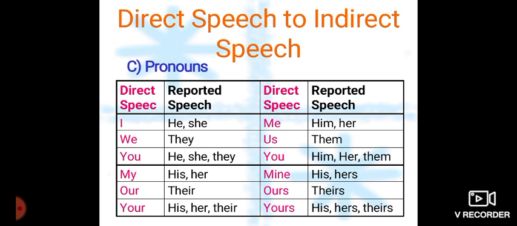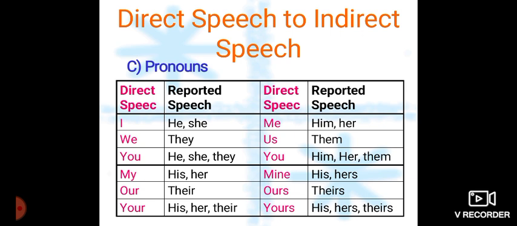First, in direct speech we are writing "I", and we want to change that into reported speech as "he" and "she". Instead of "I", we want to use "he" and "she". In the same way, if we have "we", we want to use "they". If we have "you", we want to use "he", "she", "they". And if we have "my", we have to use "his" and "her". If we have "our", we have to use "their". If we have "your", we want to use "his", "her", "their".